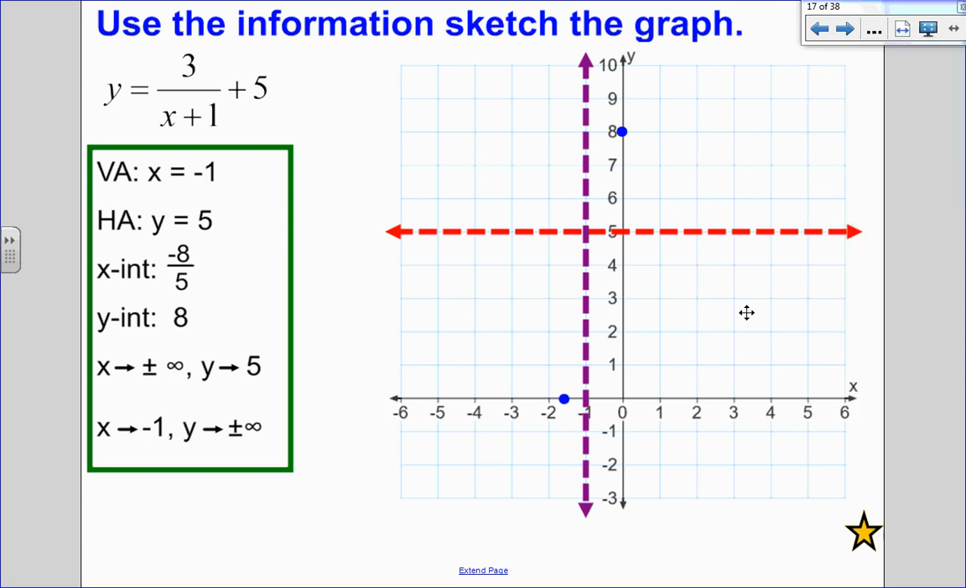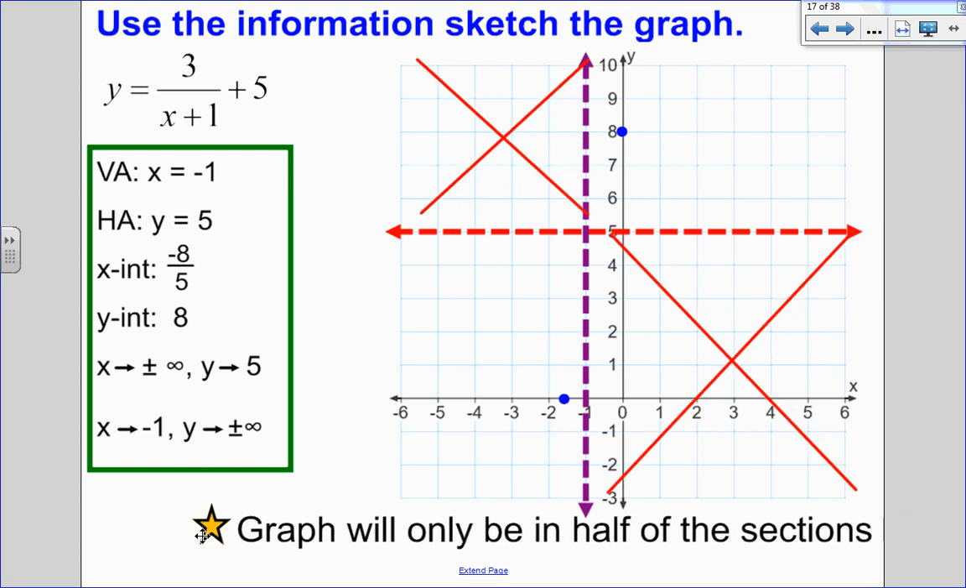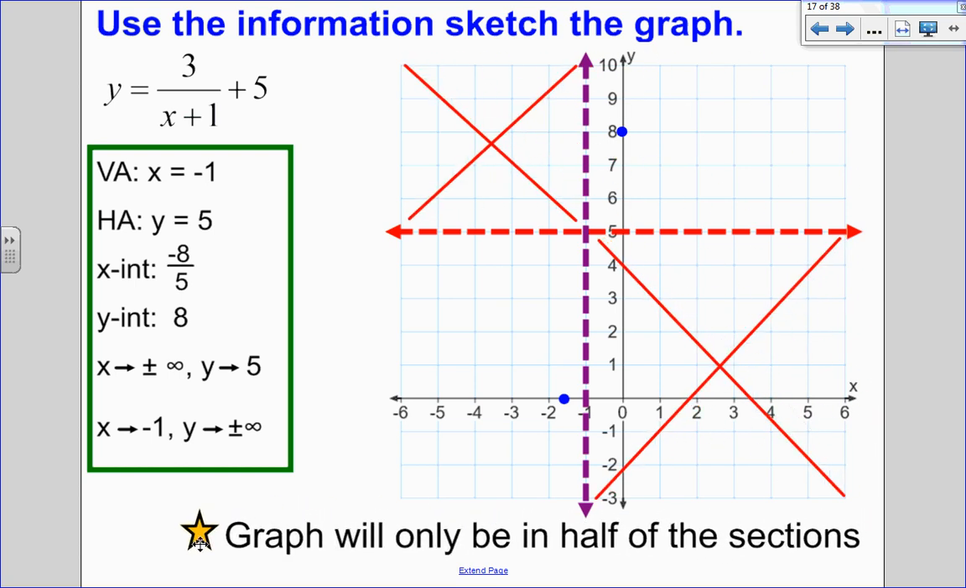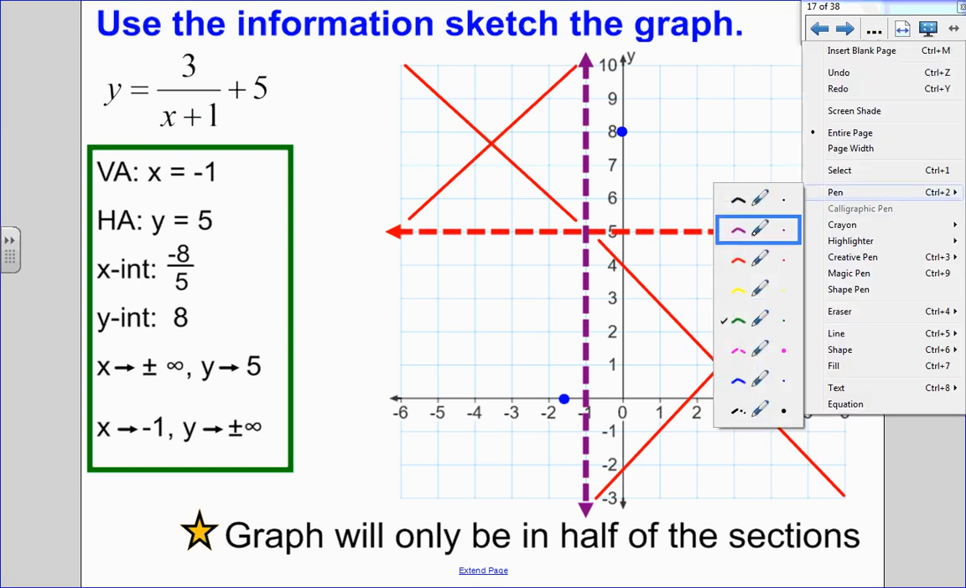So I can see there are 1, 2, 3, 4 sections. Remember I said that the graph is only in half of them, so I see a point in this section and a point in this section, so I know that these two parts here will not have a graph. So that's useful. Now I'm going to use my end behavior to come up with the rest.